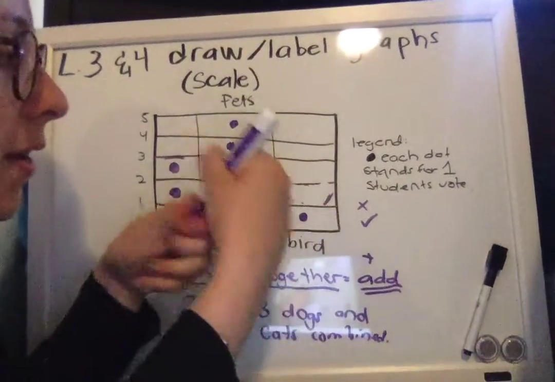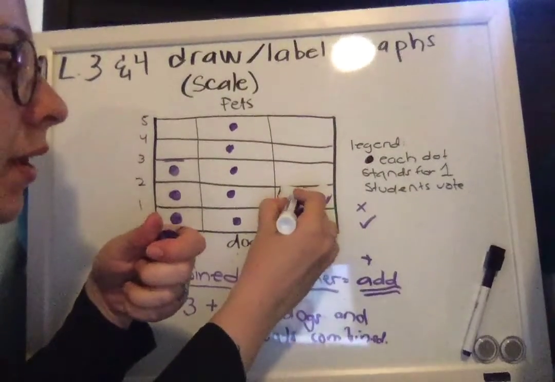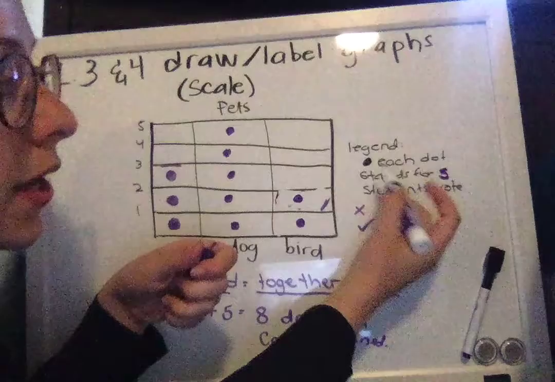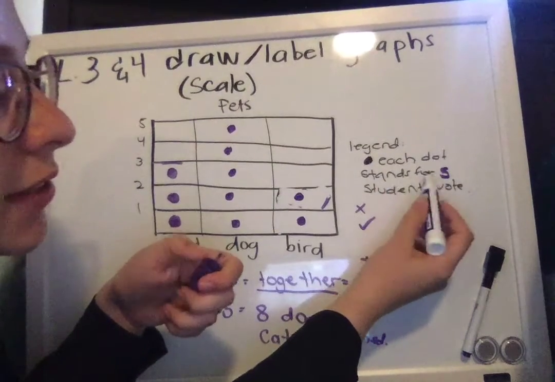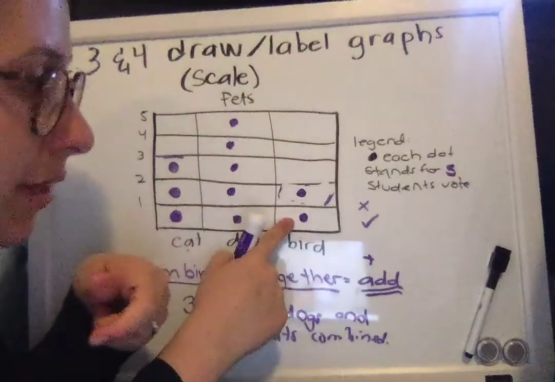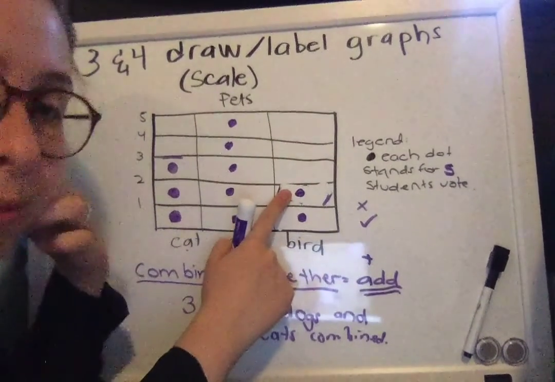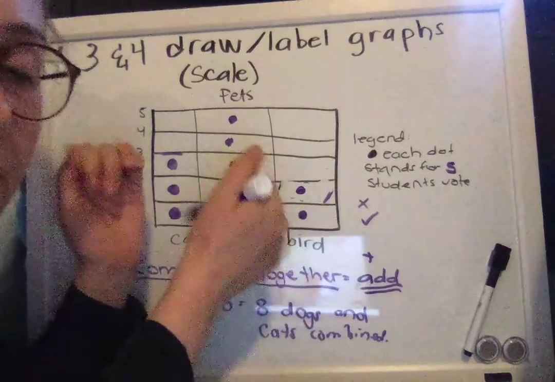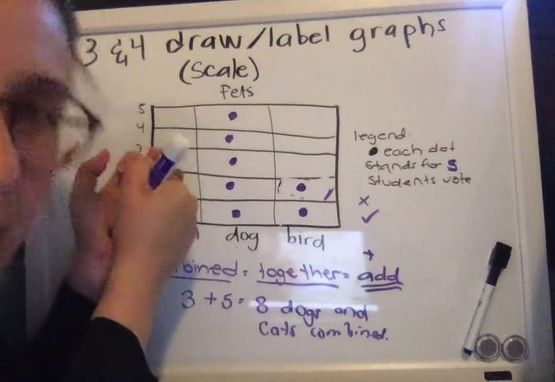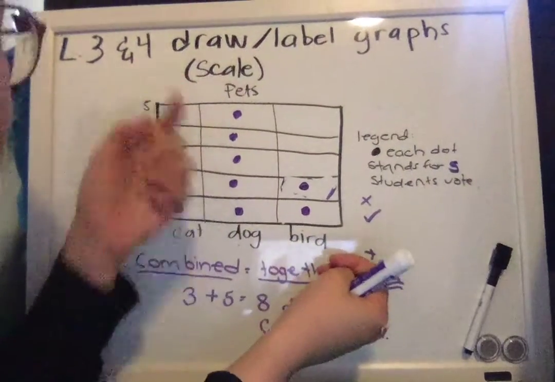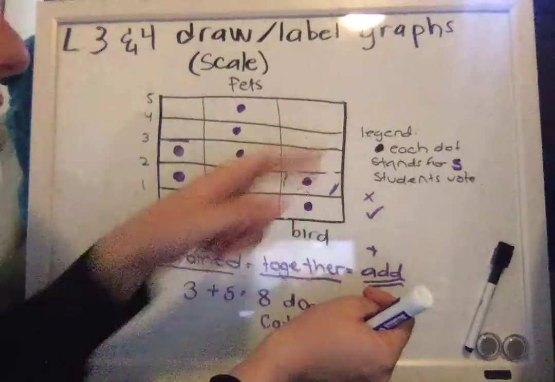Let me see. If this had changed to each dot stands for 5 students' votes, then it would count. This one would count for 5 students. This one would count for 5 students, so 5 plus 5 equals 10. Okay? We're not getting to that yet, but I want you to know that another word that's coming up is the word scale or legend.